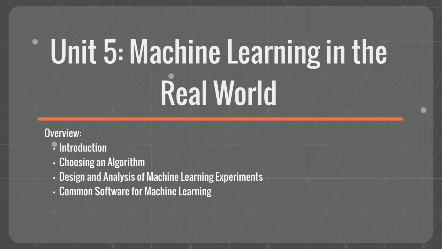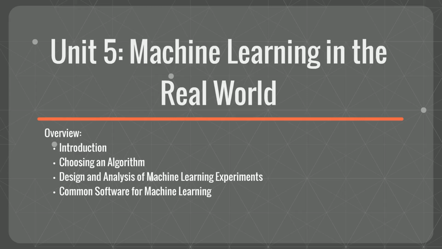In video 3, we're going to talk about the design and analysis of machine learning experiments. Because oftentimes what we're going to do is we're going to narrow down our approach to a couple of different algorithms, and then we want to test them and compare them and make sure that we're choosing the right one. So we'll look at how to do that.